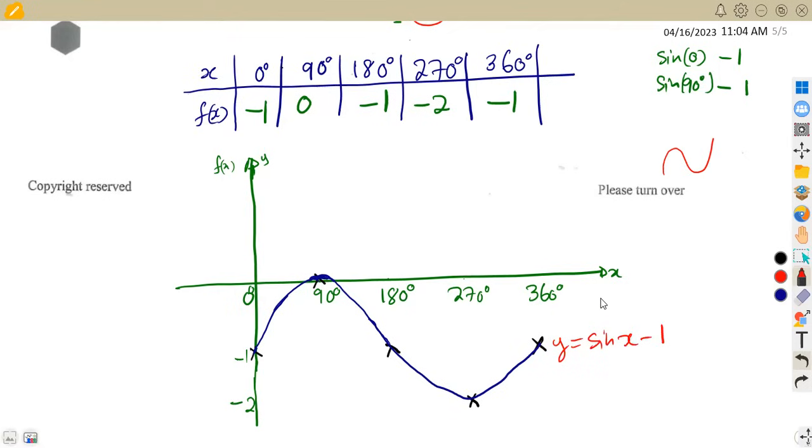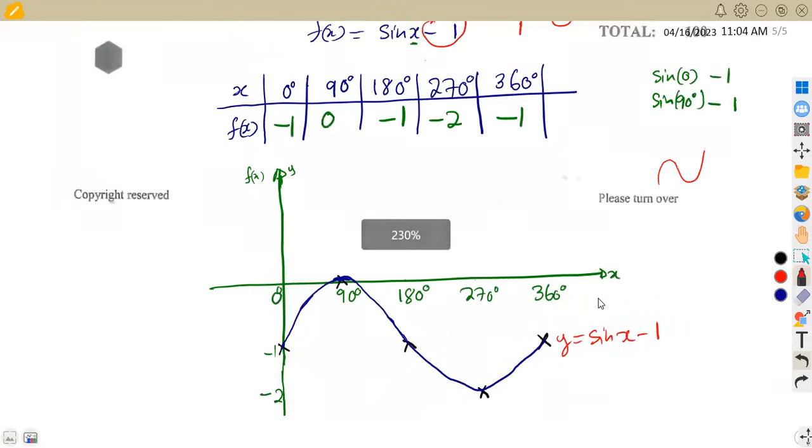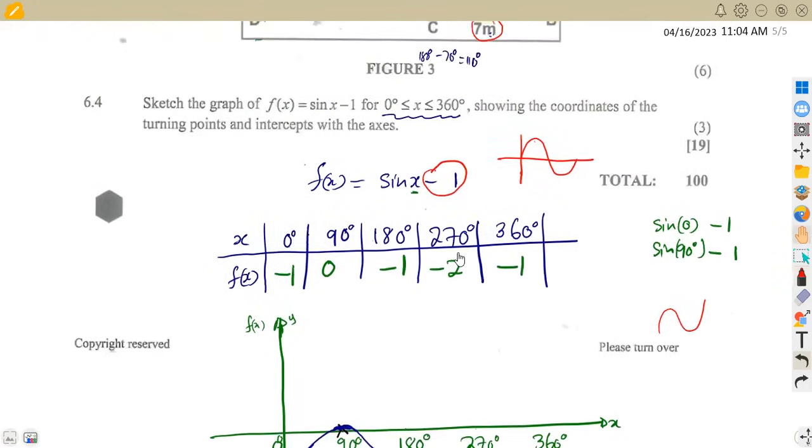In order for you to sketch a sine wave, or a cosine graph, or the graph of tan, just know the basic shape of the graph. Then when it is shifted, apply the shift to your graph. So this is the approach that you can have for these trigonometrical graphs.